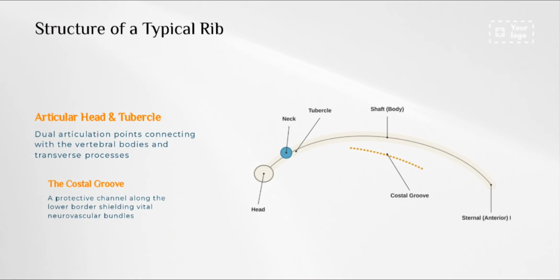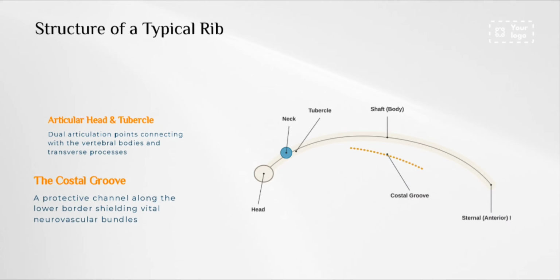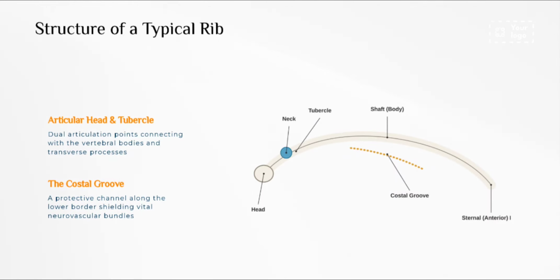This diagram illustrates a typical rib. Please pay close attention to the costal groove along the inner lower border. It is a critical landmark as it houses the intercostal nerves and vessels.